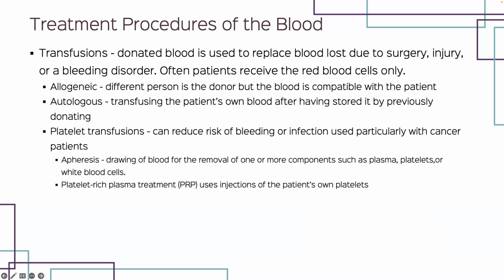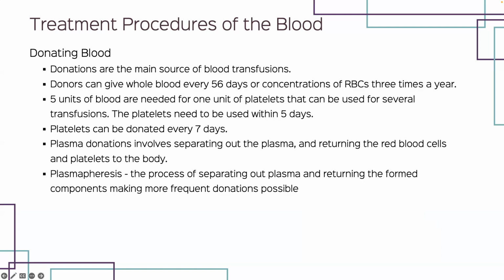And then you can have platelet transfusions that can help reduce the risk of bleeding or infection, especially in cancer patients. So you can donate blood every 56 days. If you are like me and you are lucky and you have type O, they will call you and they will harass you and they will make sure that you know where you are every 56 days of your life.